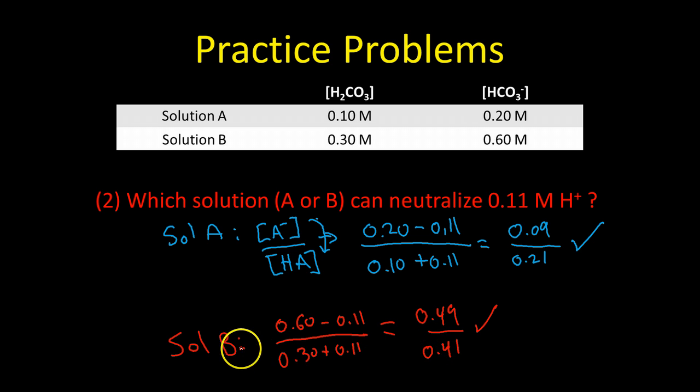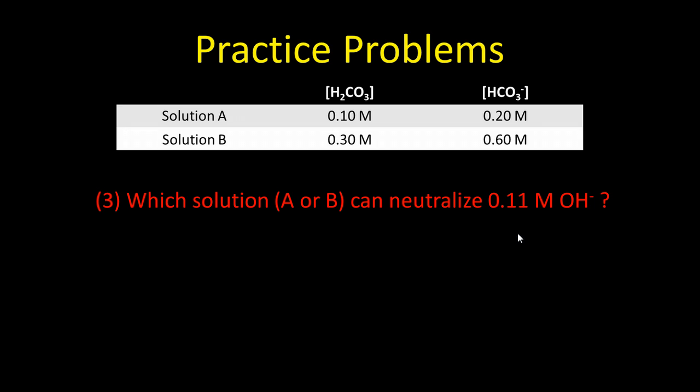By looking at these two, you can probably see that solution B has a higher buffer capacity, because remember we added more. We added the same amount of acid in this case, but we'll have a smaller change in pH from solution B. That means it has a higher buffer capacity.